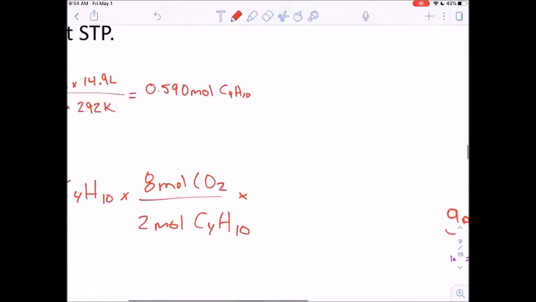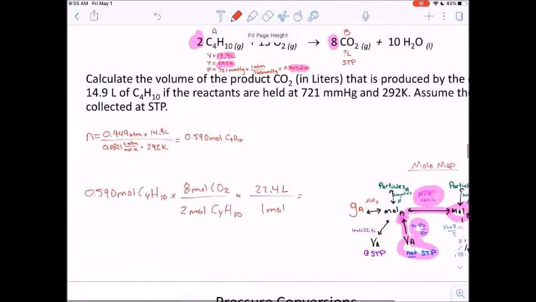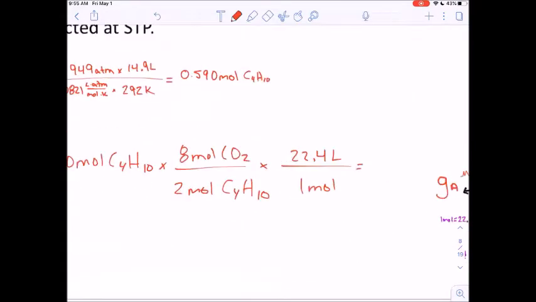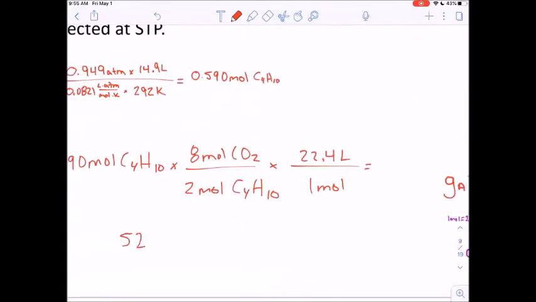Over here, moles are on top, so I need moles to be on bottom to cancel. So 1 mole is 22.4 liters, and then I can go ahead and solve from there. So I have 0.590 moles times 8 times 22.4 in parentheses, divide that by 2. When you plug all of that into your calculator, you end up with 52.864 liters, which when you round with significant digits comes to 52.9 liters of CO2.